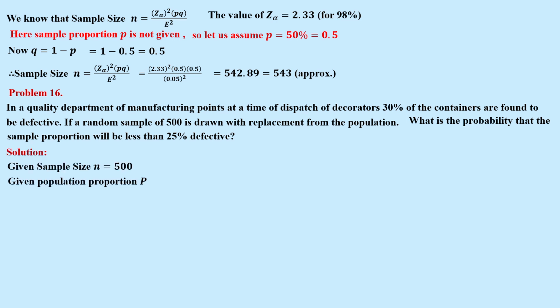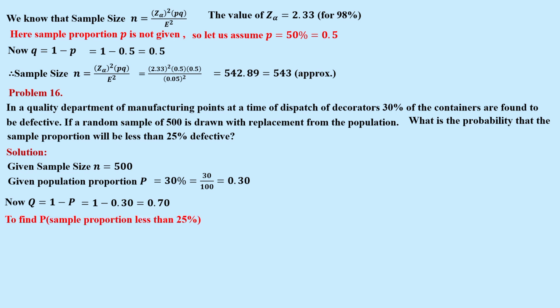Given sample size n is equal to 500, right? If a random sample of 500 is drawn with replacement from the population, right? So n is equal to 500. Given population proportion P is equal to 30%. 30% means 0.30. So q is equal to 1 minus P, 1 minus 0.30, that is equal to 0.70.